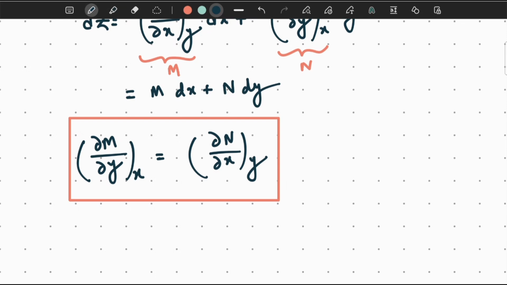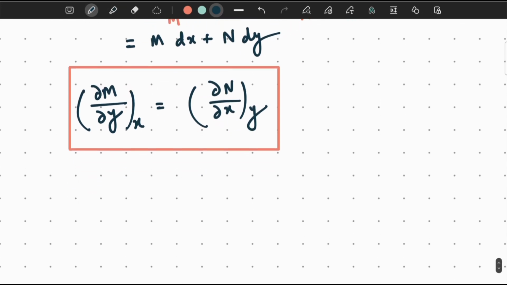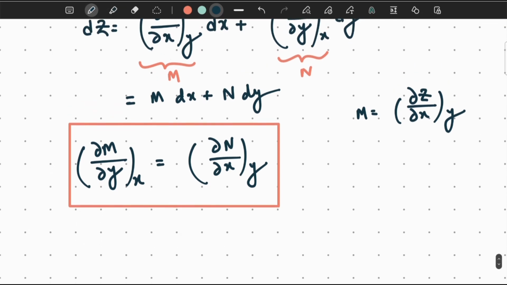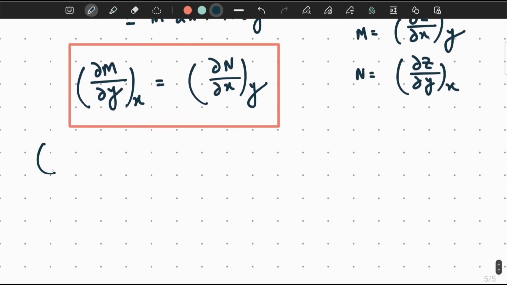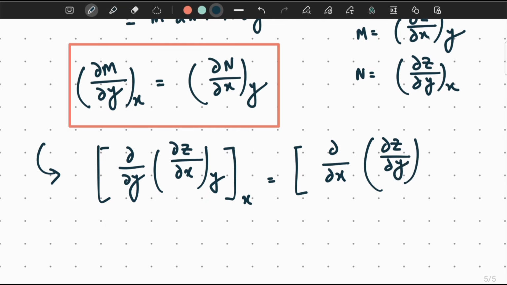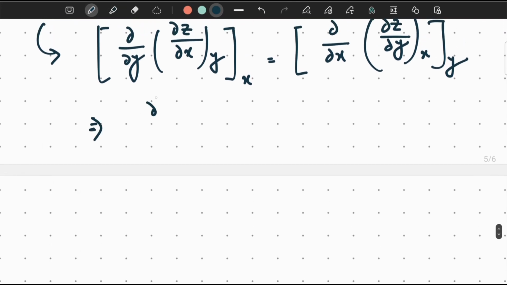Okay, but you can also learn another way of writing it. You can think like this. What is M here? M is actually ∂z/∂x at constant y. Already you have selected it here, and then N was ∂z/∂y at constant x. So essentially M is nothing but ∂/∂y of ∂z/∂x at constant y, with x constant, and this is ∂/∂x of N, where N is ∂z/∂y at constant x, with y constant. So this is another form of writing. In shorthand notation you can write it as ∂²z/∂y∂x is equal to ∂²z/∂x∂y.